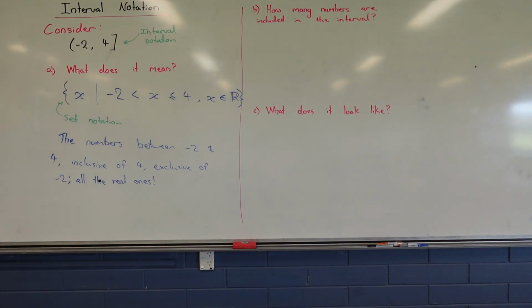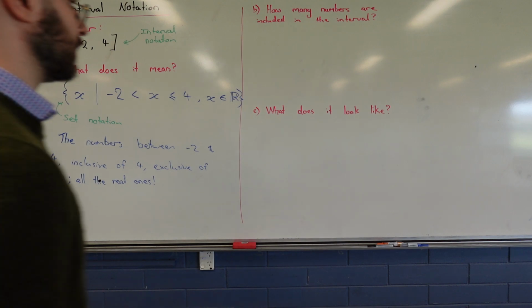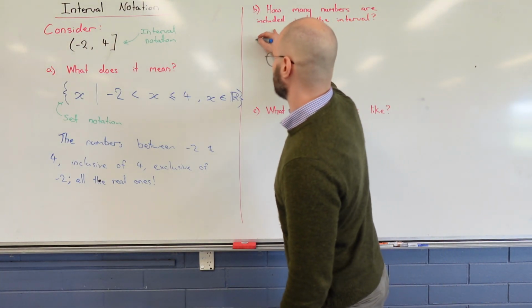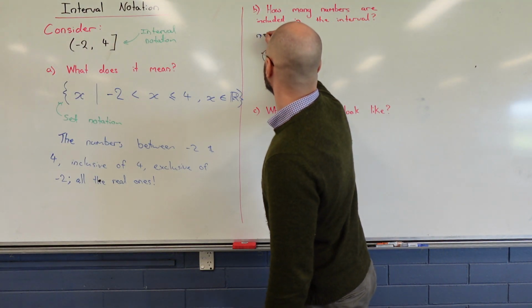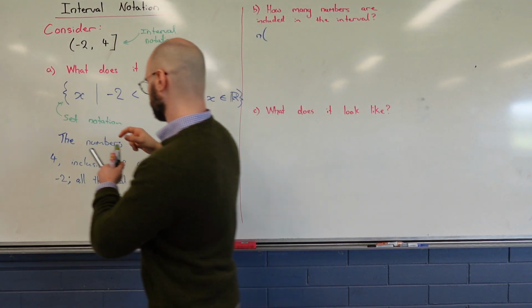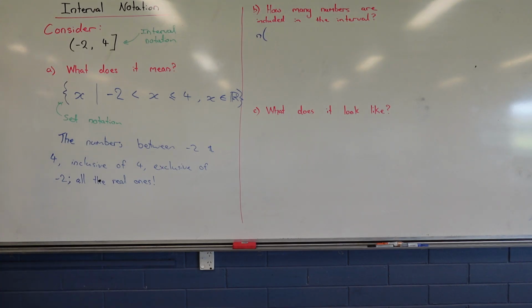Now, the question is, how many numbers are included in this interval? If we had to count them all, how many would there be? 5? No, wait, sorry. What about the numbers between those integers? It's a decimal set of numbers, right? Infinite. You can just keep adding a 1 at the end of the decimal: 0.1, 0.11, 0.111.